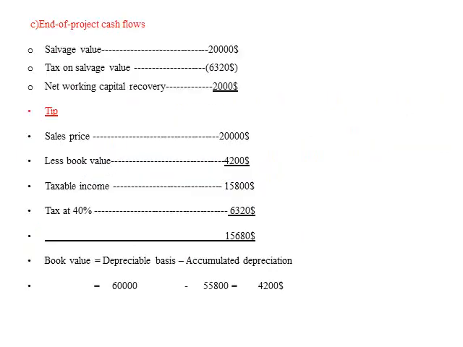The third requirement will be calculation of the end of project cash flows, which is the salvage value, $20,000. He told you in the exercise that the machine can be sold at the end of year 3 for $20,000. Tax on salvage value 6,320. How did we get this number? Look downward in the slide.